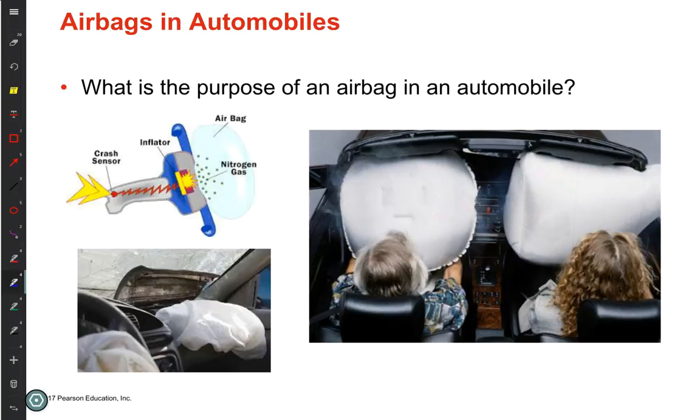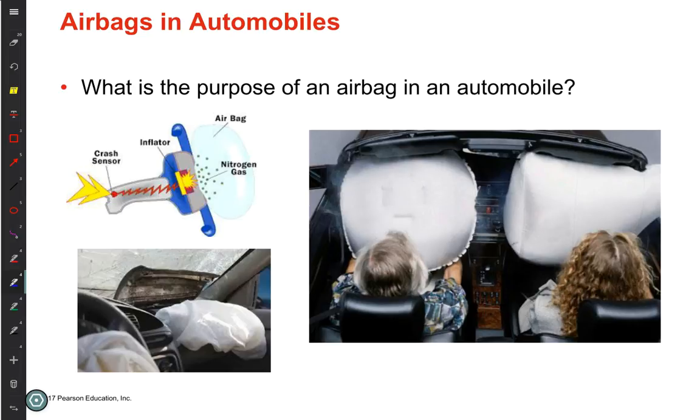But then they got really complicated and they put in airbags. What's the purpose of an airbag in an automobile? To protect you. How does it protect you? It keeps you from hitting the dash, from flying out. Like everything else in our car safety, its goal is basically to make you stop slower. And how does it make you stop slower, or extend the time? How does it do that?